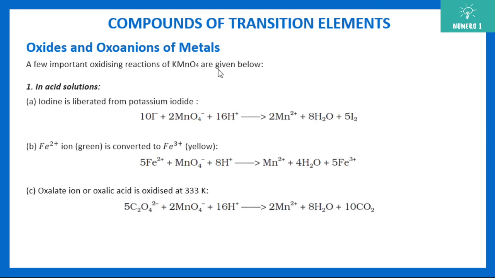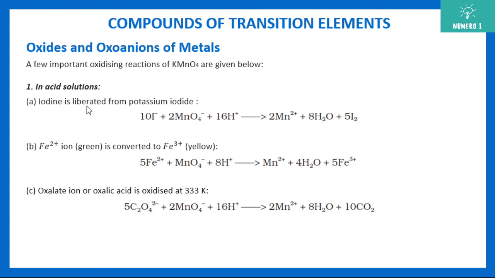Next, you can see some of the reactions here. Since in MnO4 minus, if you calculate the oxidation state, you will get +7, obviously it's a very good oxidizing agent. In the process, it will undergo reduction. From the +7 oxidation state, it is going to +2. In all the reactions in acidic medium, it will go to the +2 oxidation state.